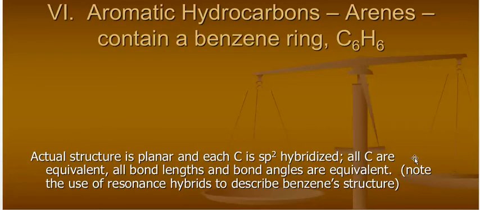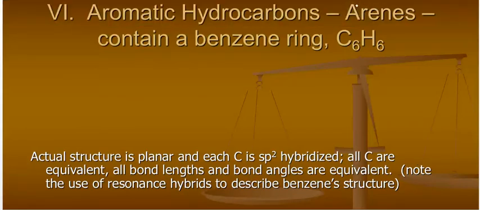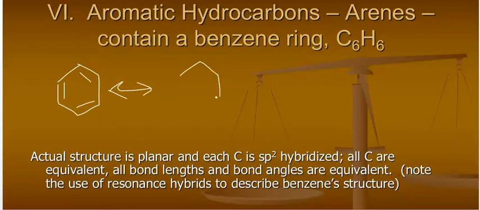Aromatic hydrocarbons. These contain a benzene ring, C6H6. Normally a benzene ring is written like this. It has a resonance structure. By moving those double bonds, I can get an identical structure that looks like this. So this is the benzene ring.